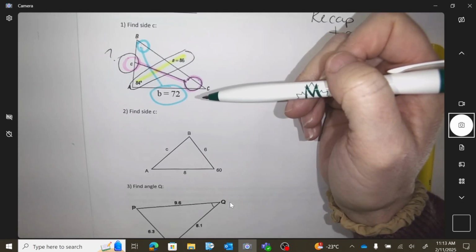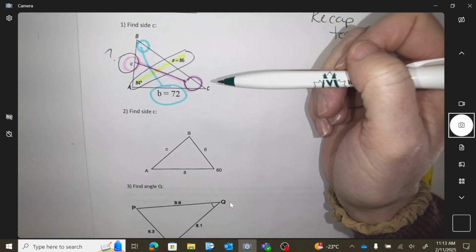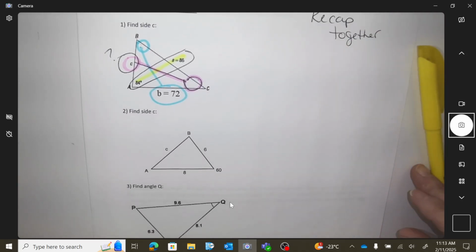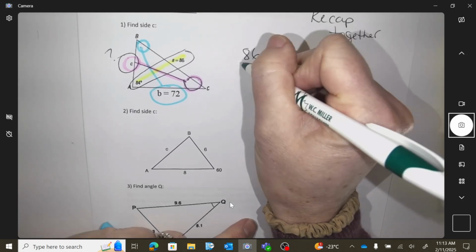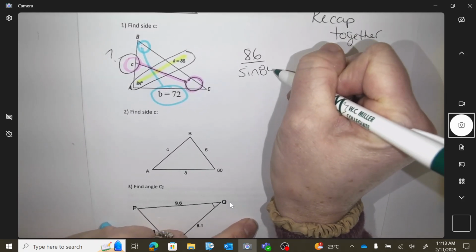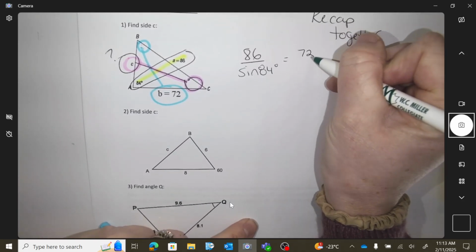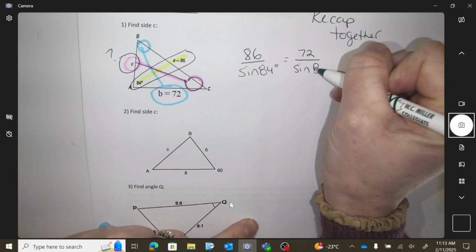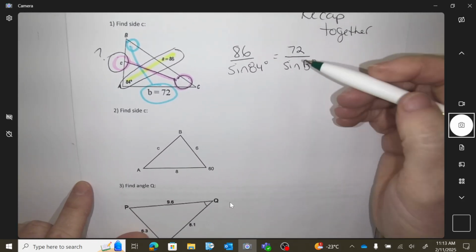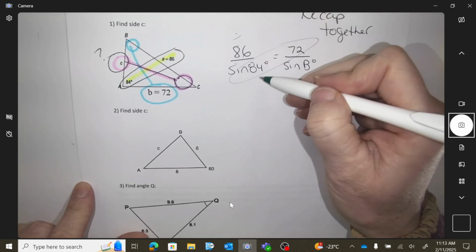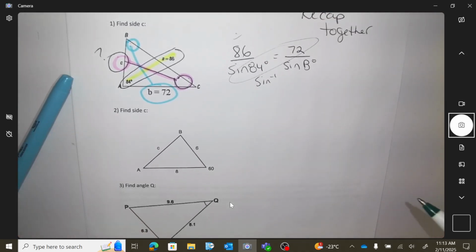Okay, so I think I've told you this before. This is a for sure on the test. It's the one where you use sine law twice inside one question. Okay, so go ahead. So 86 sine 84, 72 sine B, times divide inverse, times divide inverse.